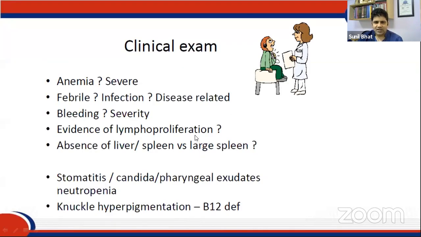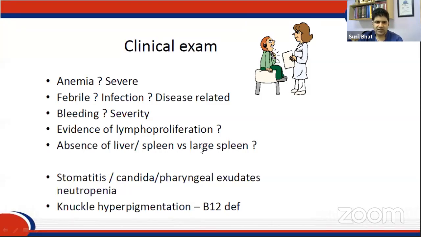After taking a good history, a good clinical examination is also very, very important. First of all, we need to understand the severity of pancytopenia, how pale they are, how serious the anemia is. If they're febrile, whether this fever is because of the neutropenia due to pancytopenia, or because of an infection which is leading to this fever. Severity of bleeding because of thrombocytopenia.